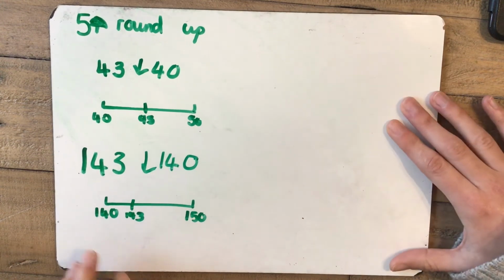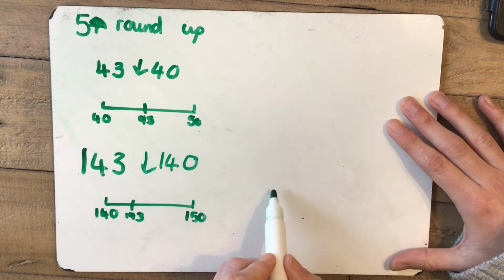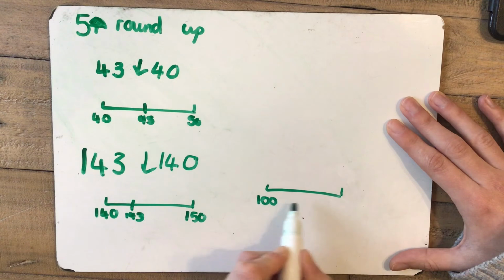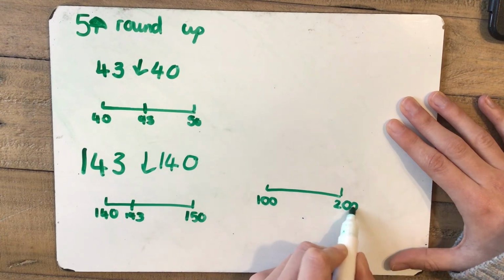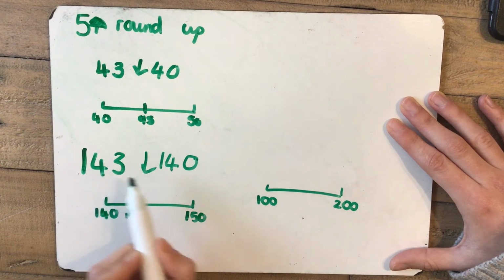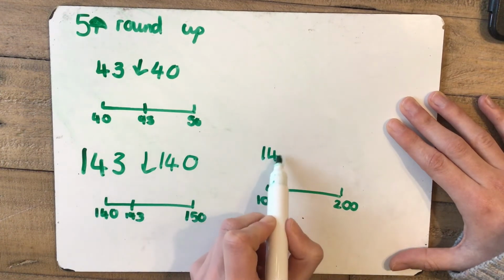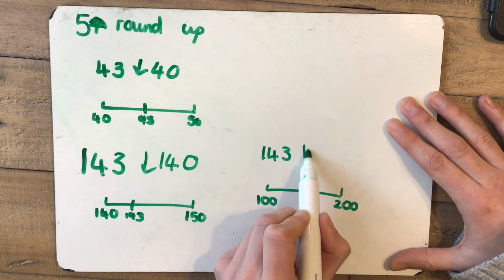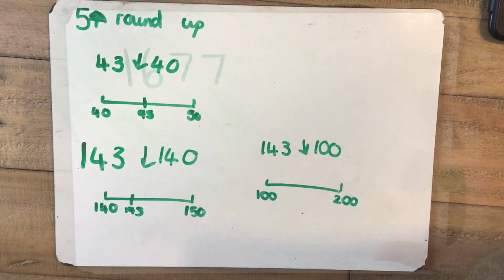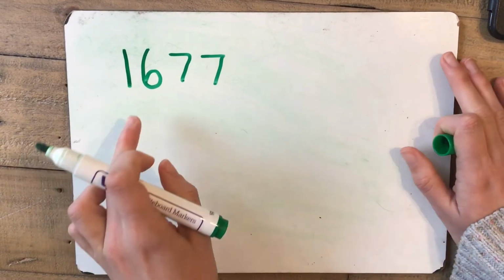Now if it wanted me to round it to the nearest 100, my number line would look slightly different, because I would have 100 down here, I would have 200 up there. Now 143, if I'm rounding it to the nearest 100, I'm going to round it down to 100, aren't I?